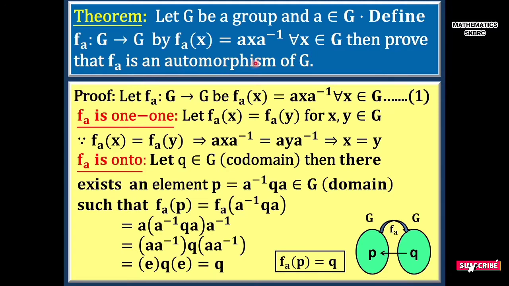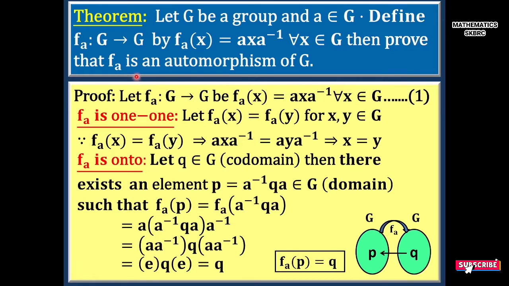f_a is an automorphism of G means f_a is an isomorphism of G. Here domain is equal to codomain is equal to G. That is, an isomorphism is itself an automorphism if domain is equal to codomain. Let the mapping f_a: G to G be f_a(x) = a x a inverse for all x belonging to G, denoted by equation (1).